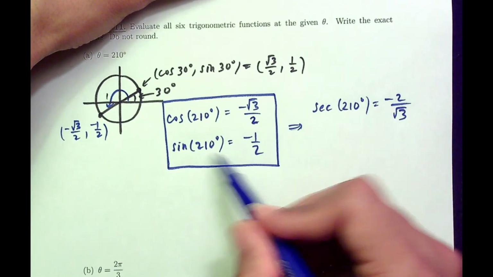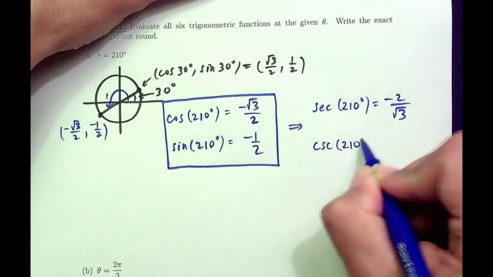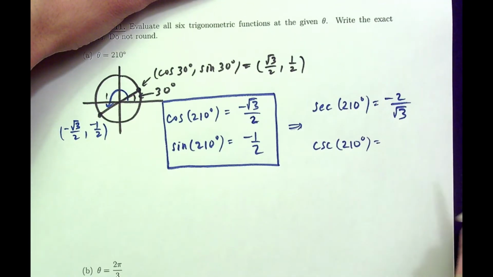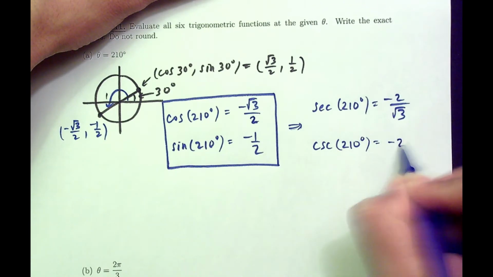The reciprocal of sine is cosecant. So what is the cosecant? That's the reciprocal of negative a half. That's negative 2.